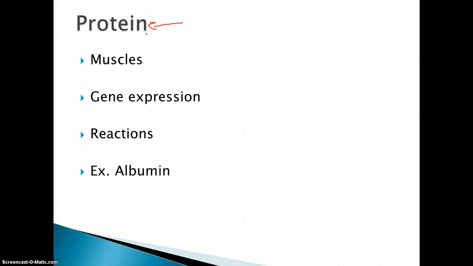What are proteins made out of? Well, proteins are made out of the four basic elements: carbon, hydrogen, oxygen, nitrogen, and also sulfur. Now, proteins are polymers, and they're made out of amino acids, which we'll abbreviate AA throughout the video. And amino acids are monomers.